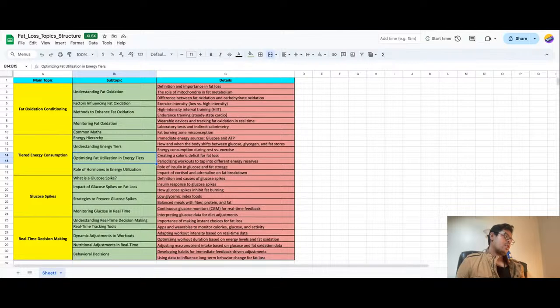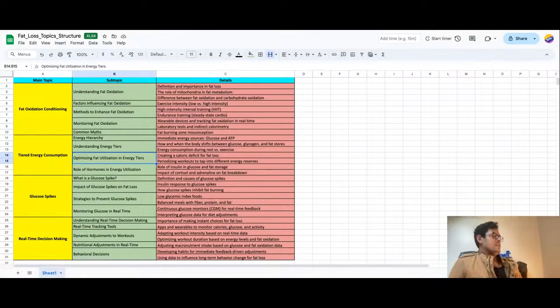Let's understand the common myths associated with it. One common myth is the idea of a fat burning zone. While low intensity exercise does rely more on fat, overall calorie burn is what matters the most for fat loss. Another myth is that meal timing dramatically affects fat oxidation. In reality, total calories and macronutrient intake are more important.